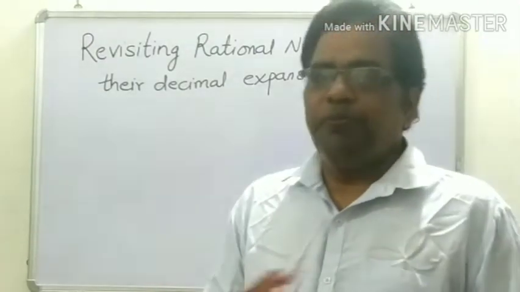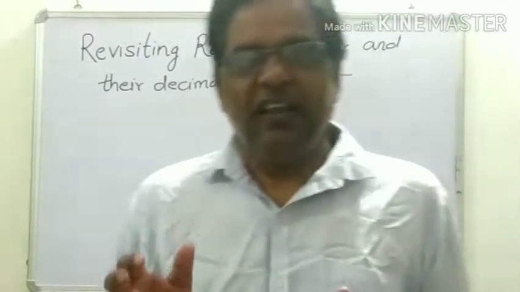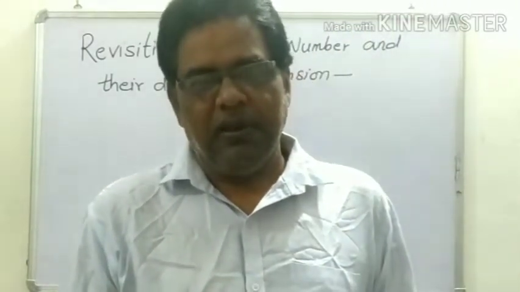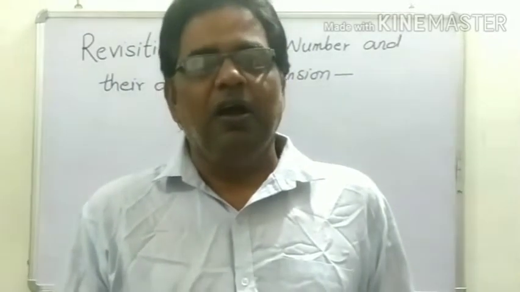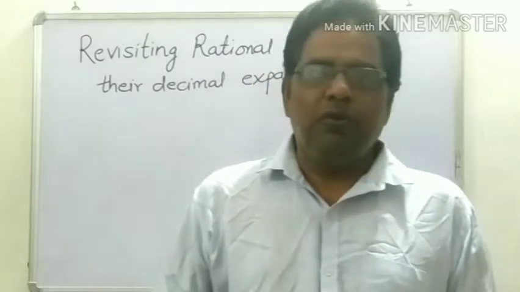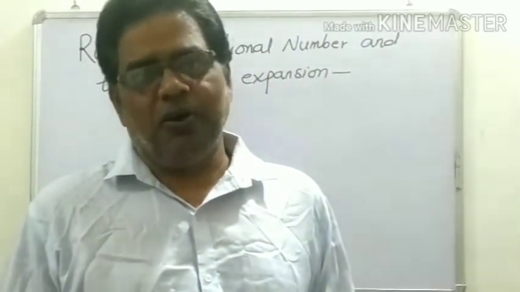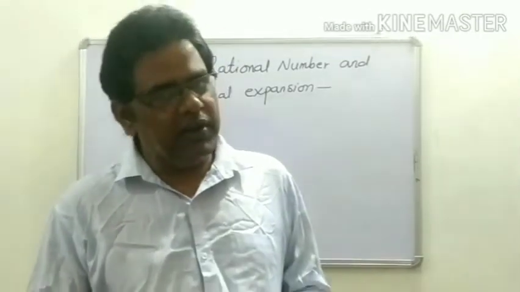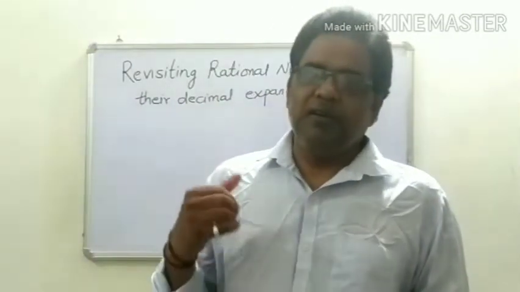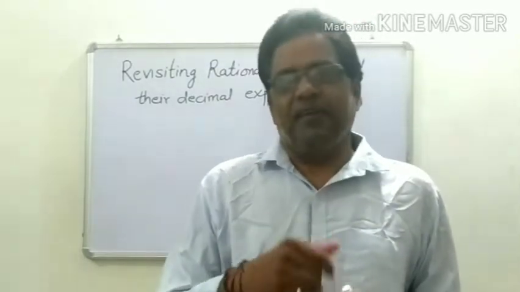Now, in the previous part, we had revisited irrational numbers, and we had seen how we can prove whether the given number is irrational or not. Here we'll be discussing something about rational numbers.